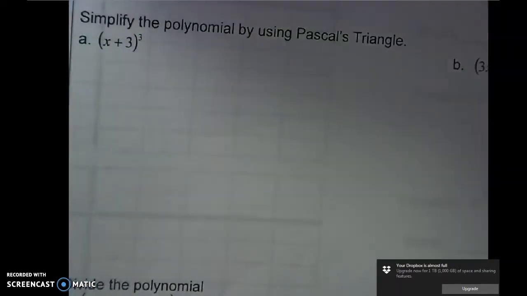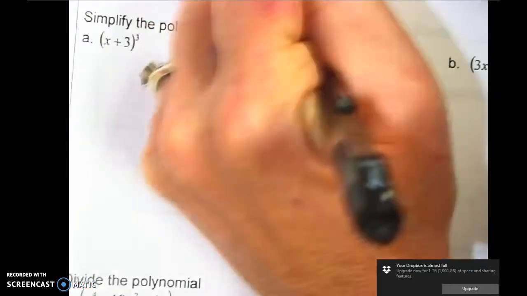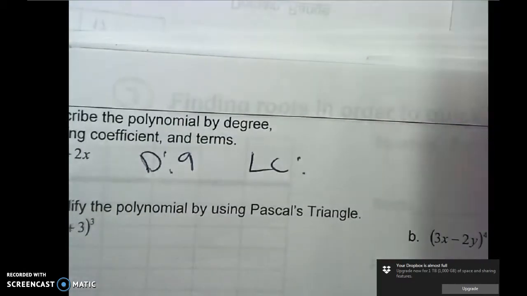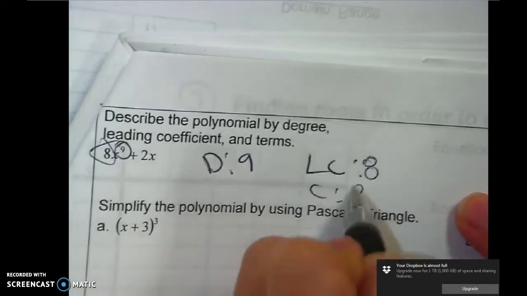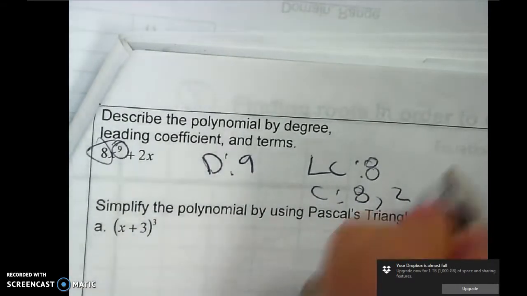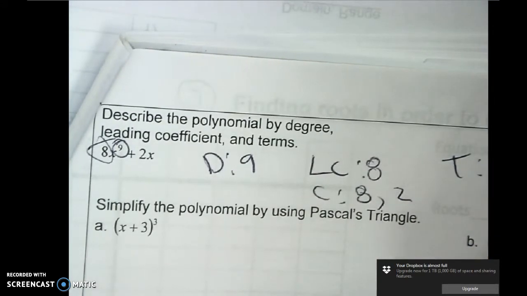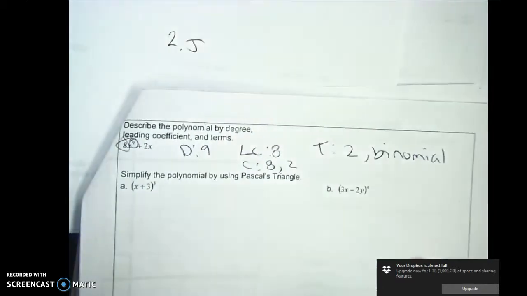Okay, so describe the polynomial by degree. The degree is 9. The leading coefficient, oops, you can't see that, I apologize. The leading coefficient is 8. If I ask for all the coefficients, that's 8 and 2. If I ask for the terms, there are 2 groups, and that's called a binomial. I've got to make this a little bit bigger so you can see the answer.